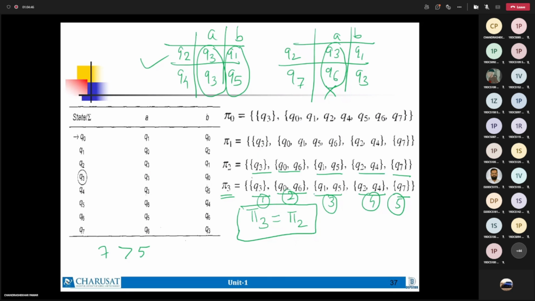So are you able to prepare the transition table? Everyone? Yes, sir. Okay.